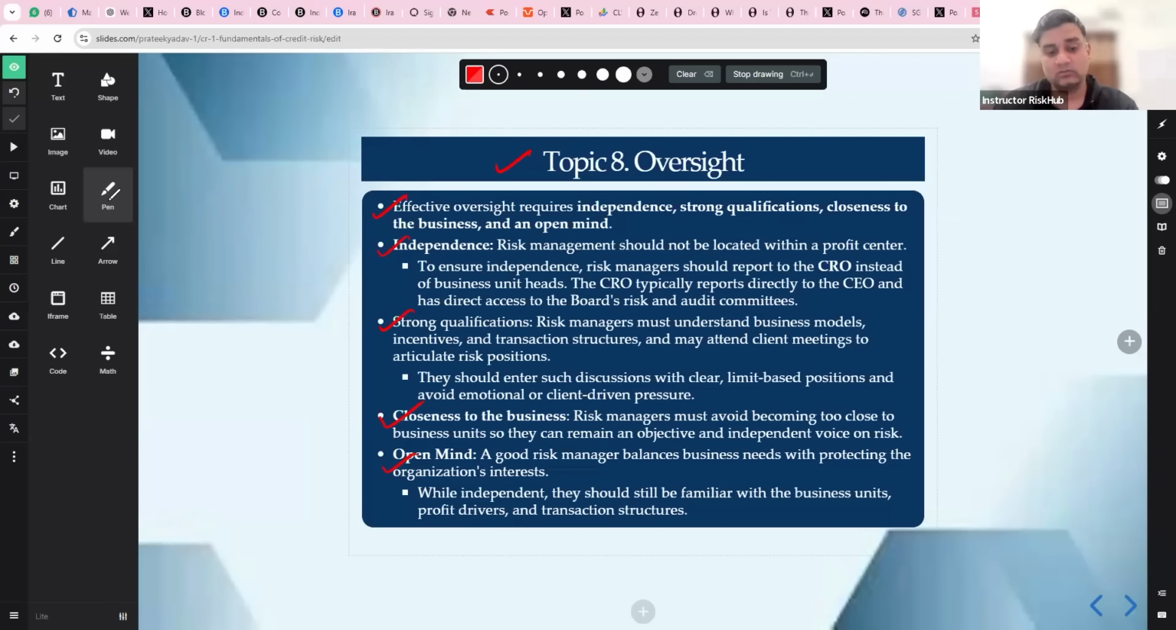We need to understand closeness to the business, but not too close. This is important because if risk is too distant, they become kind of irrelevant, right? The business kind of bypasses them. If risk is too close, they lose objectivity. They become captured by the business. So balance is required.